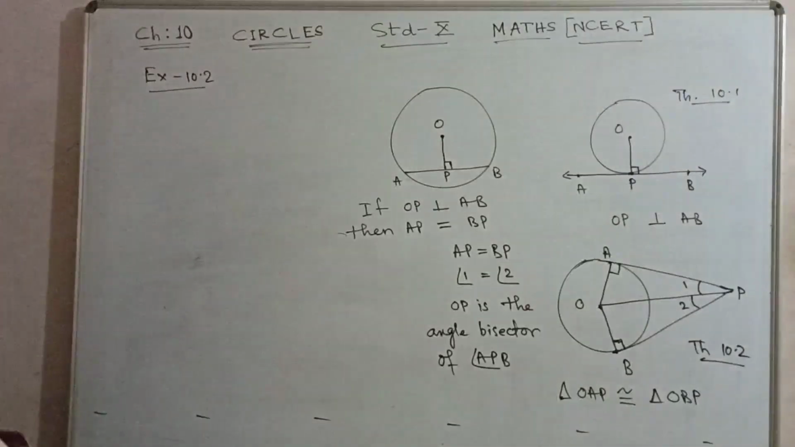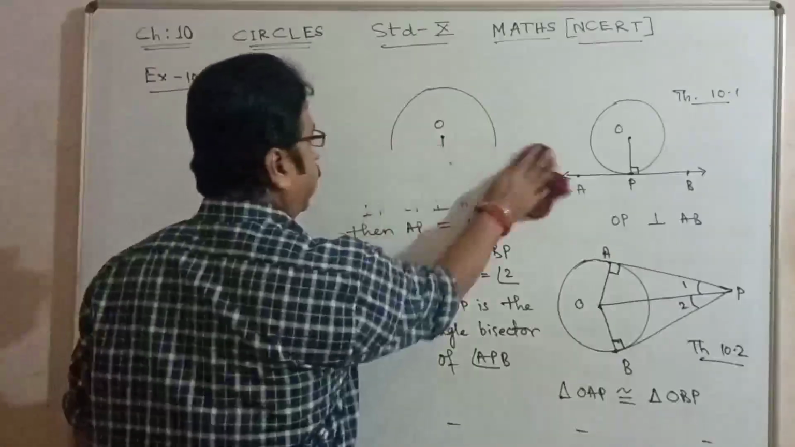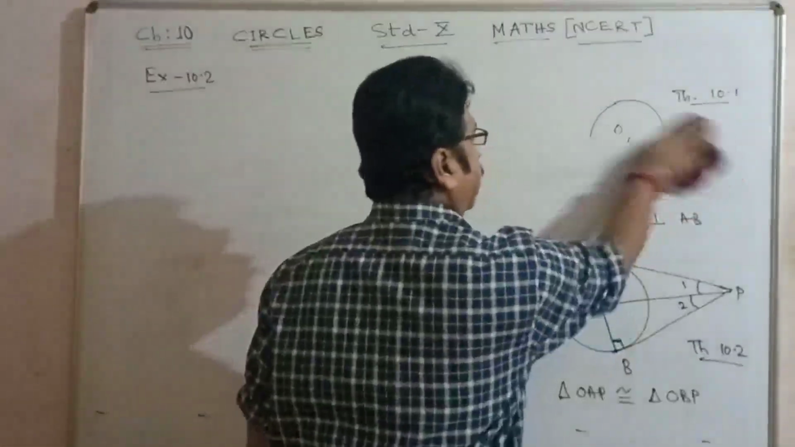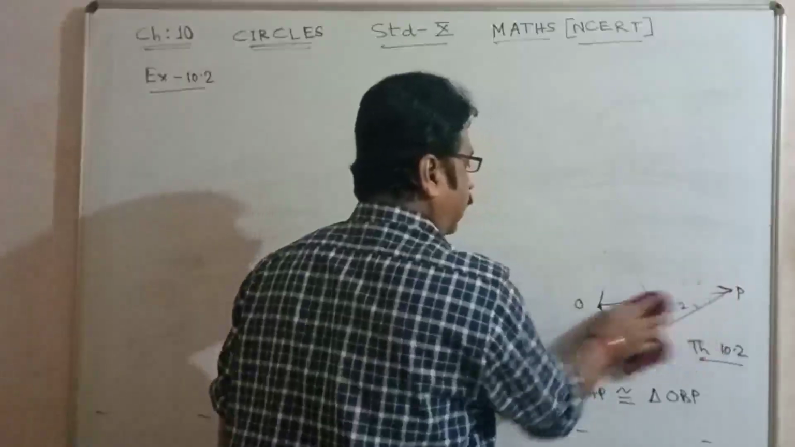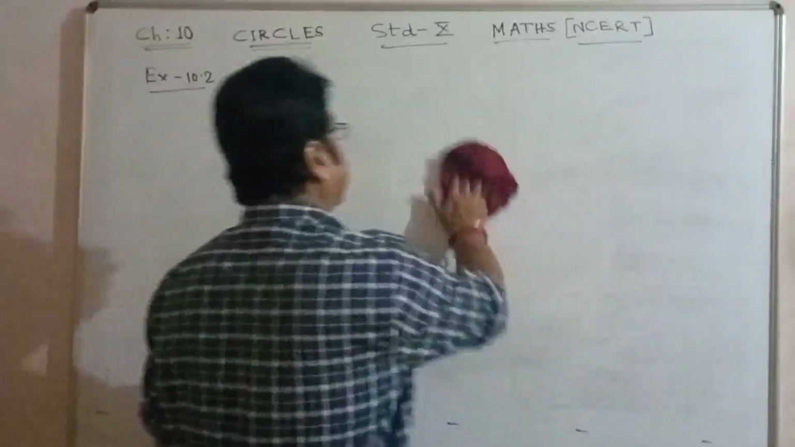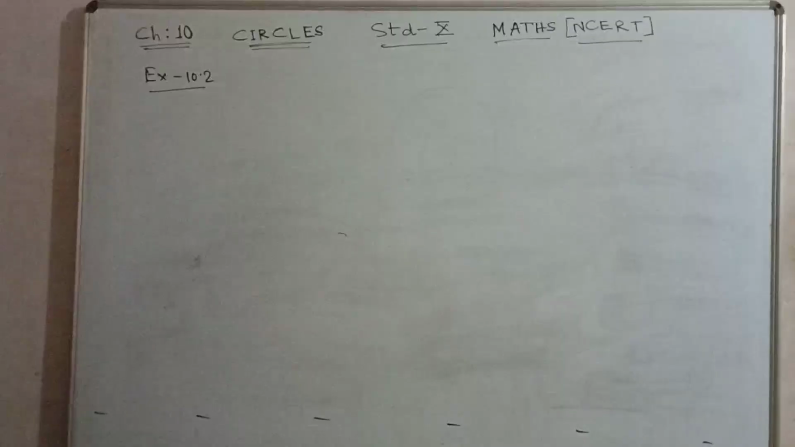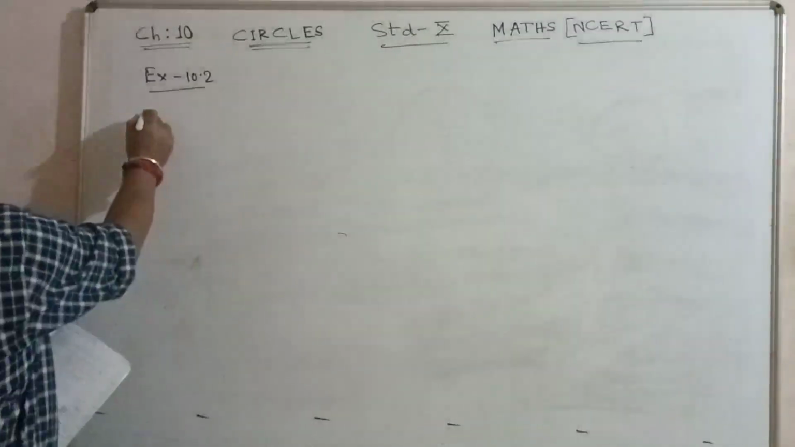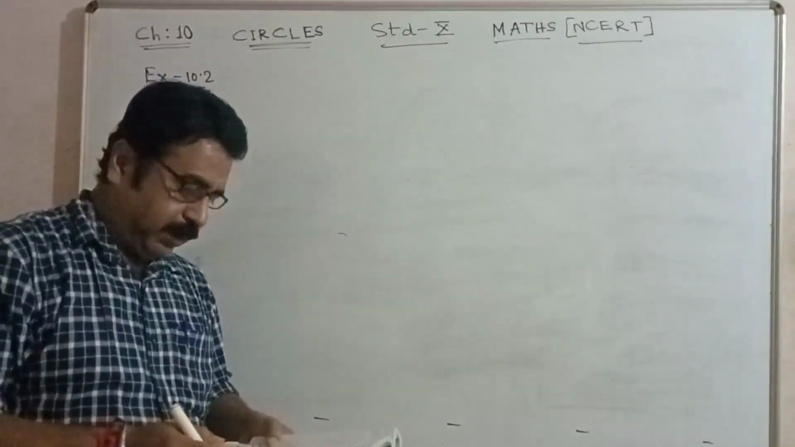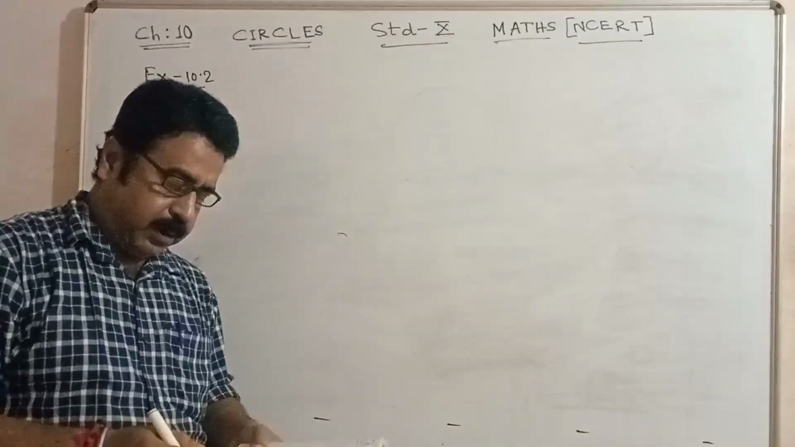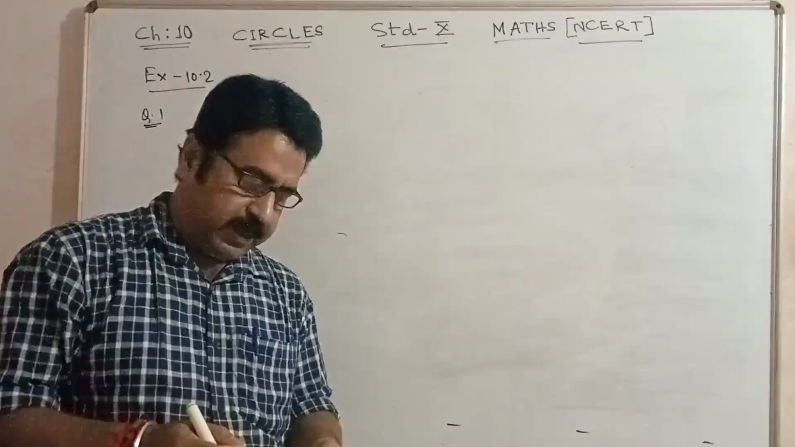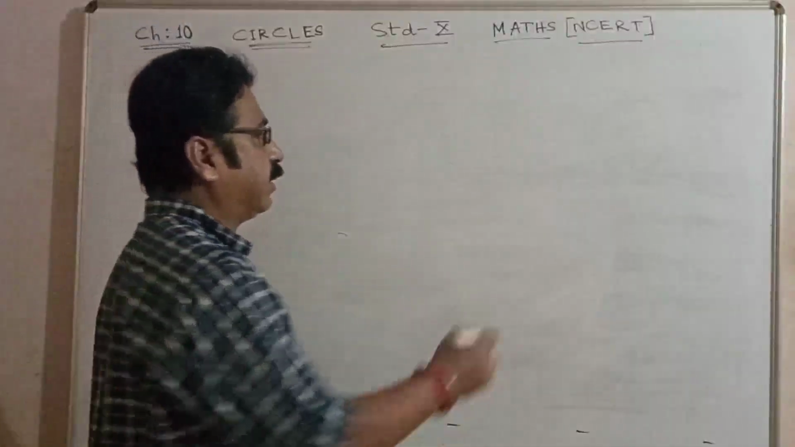Next we are starting question number 1. From a point Q, the length of the tangent to a circle is 24 centimeters, and the distance of Q from the center is 25 centimeters. Find the radius.